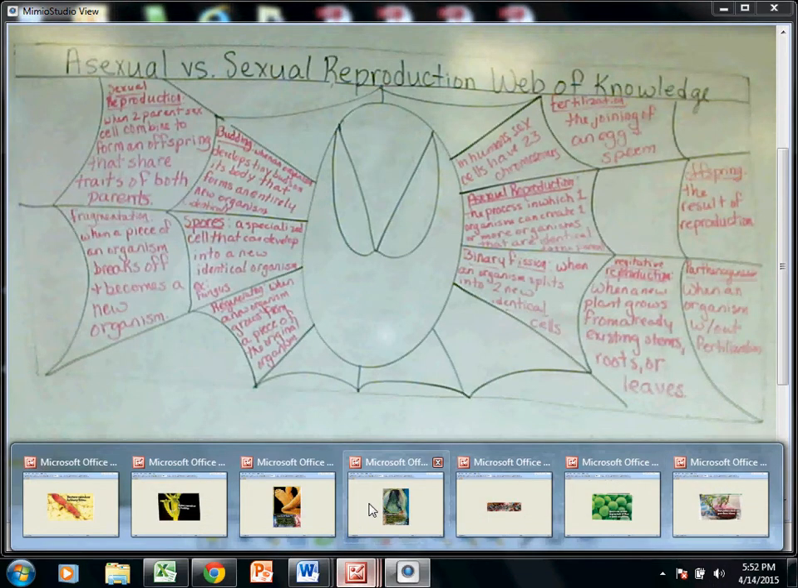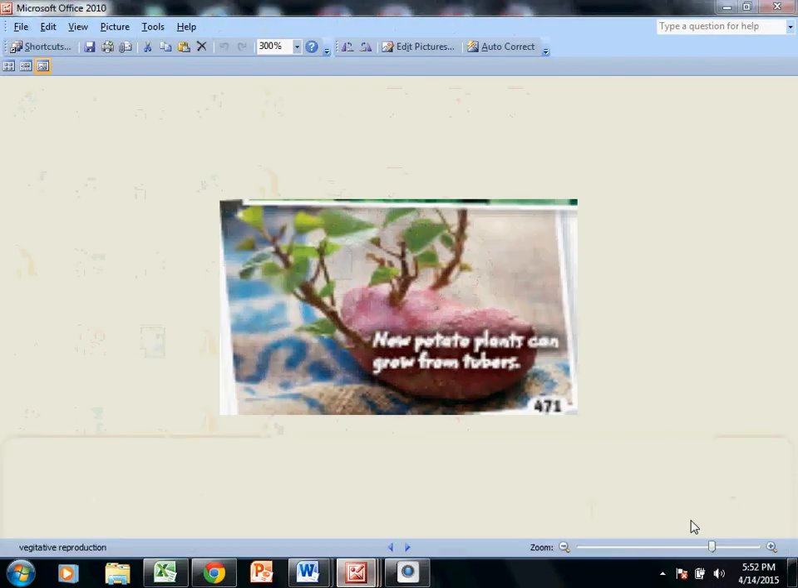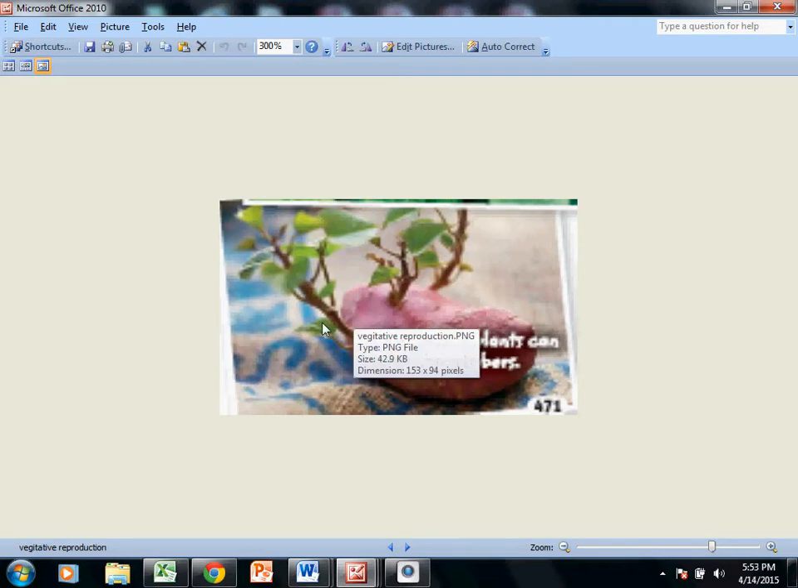And an example of that would be right here. And this is just showing a potato. And you guys have probably seen this before where you leave potatoes sitting too long and they develop those things called eyes. And if they are left long enough, they will literally develop plants, and you can plant them and get more potatoes.